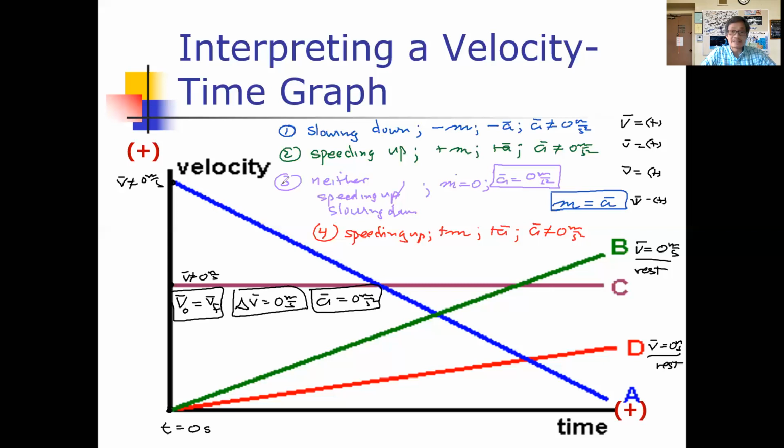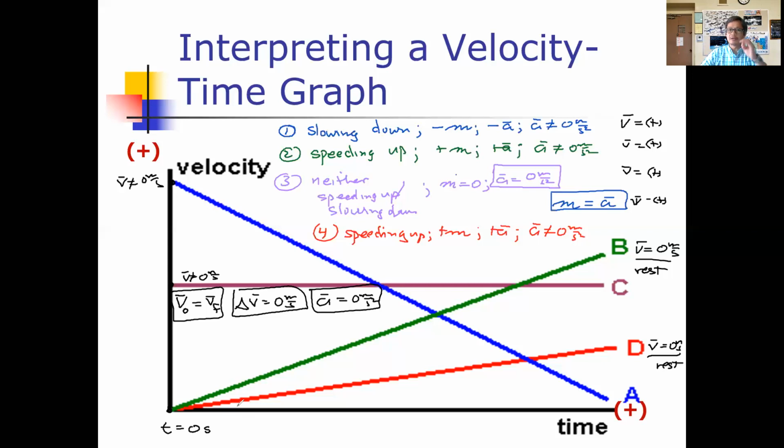Let's take a look at number 5. Number 5 asks, who is in front at the start, at time equal to 0? The answer is we don't know. Remember, we do not have any information about the position of the objects from a velocity time graph. All we know is how fast it's moving at certain time intervals.